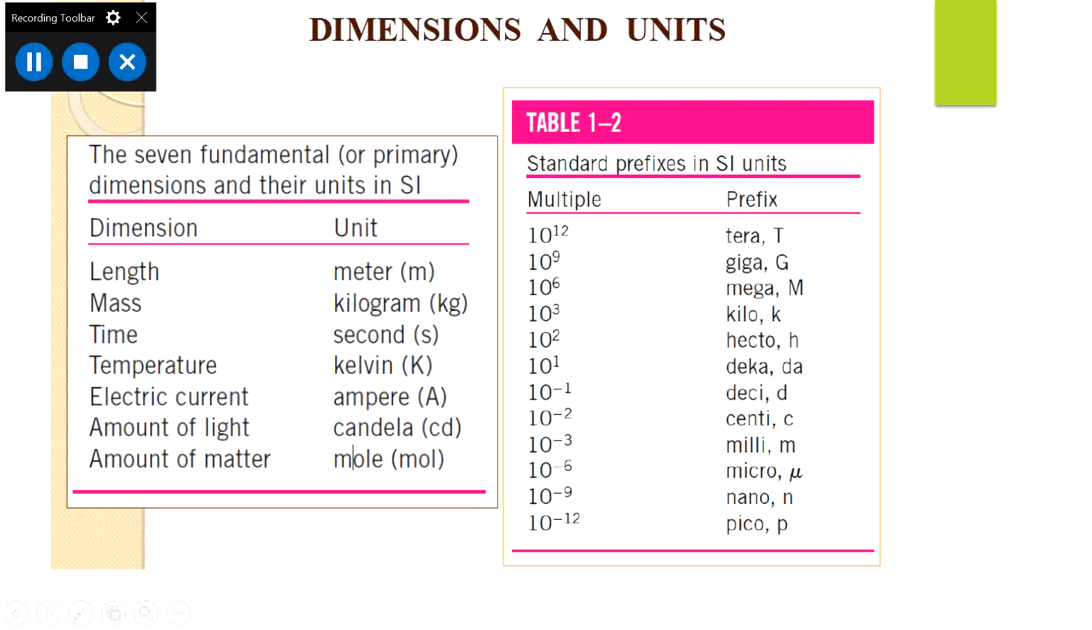So these are the basic units, and some of the unit prefixes are kilo, mega, giga, etc. And in the negative sense, deci, centi, milli, micro, nano, etc. These are the prefixes we use to represent quantities: megapascal, kilopascal, kilogram, etc.